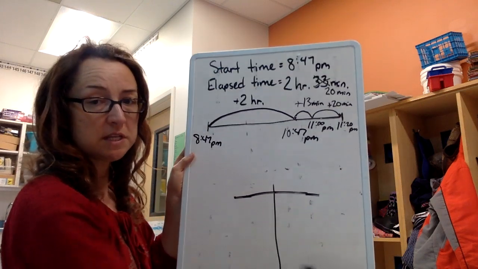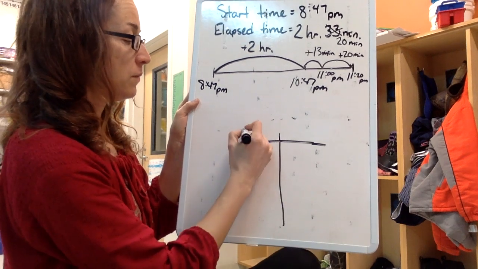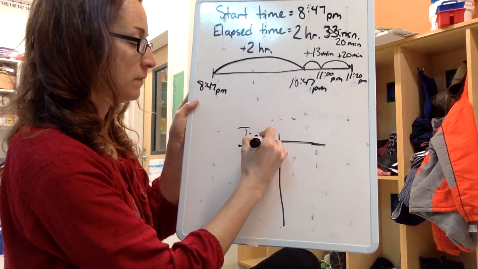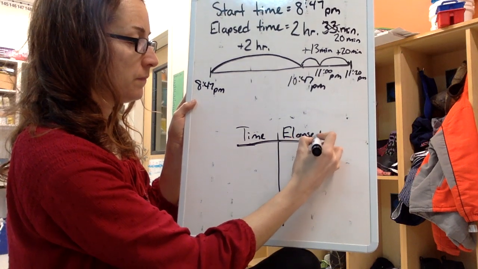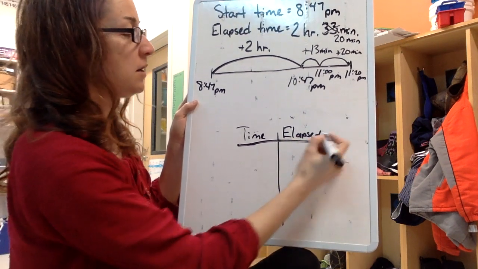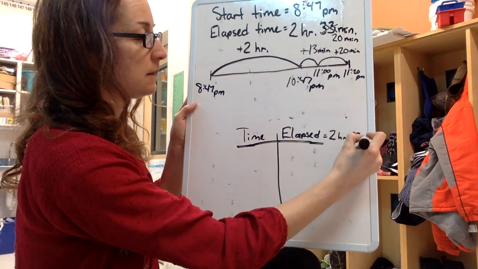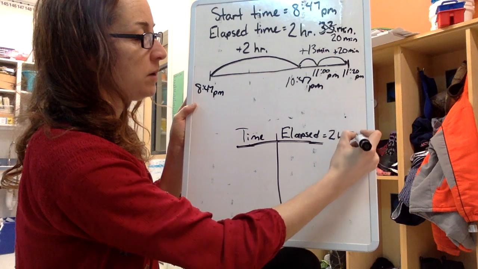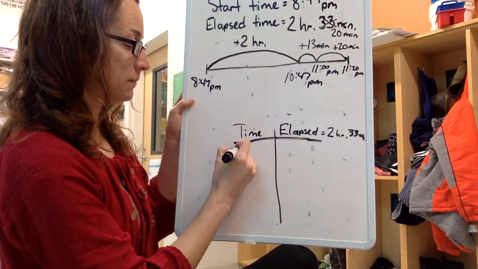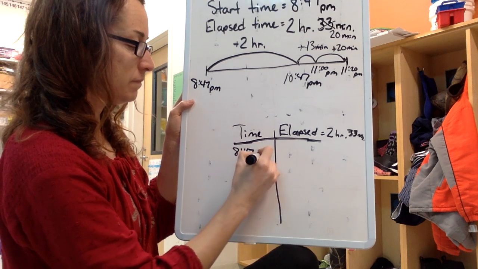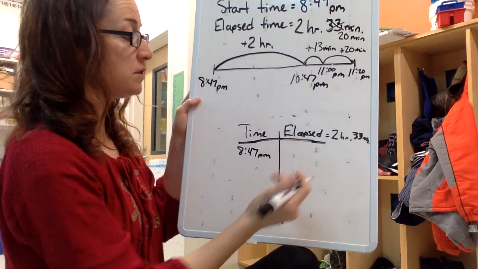So now I'm going to use my T-chart. I'm going to make sure you can see this whole thing. So remember, we put our time here, and then we put our elapsed right here. All right, so I know my elapsed is equal to 2 hours and 33 minutes. This is a little bit messy on my whiteboard. Apologize, guys. So my start time is 8:47. I'm going to put that right here, 8:47 p.m. And my elapsed time is 2 hours and 33 minutes.